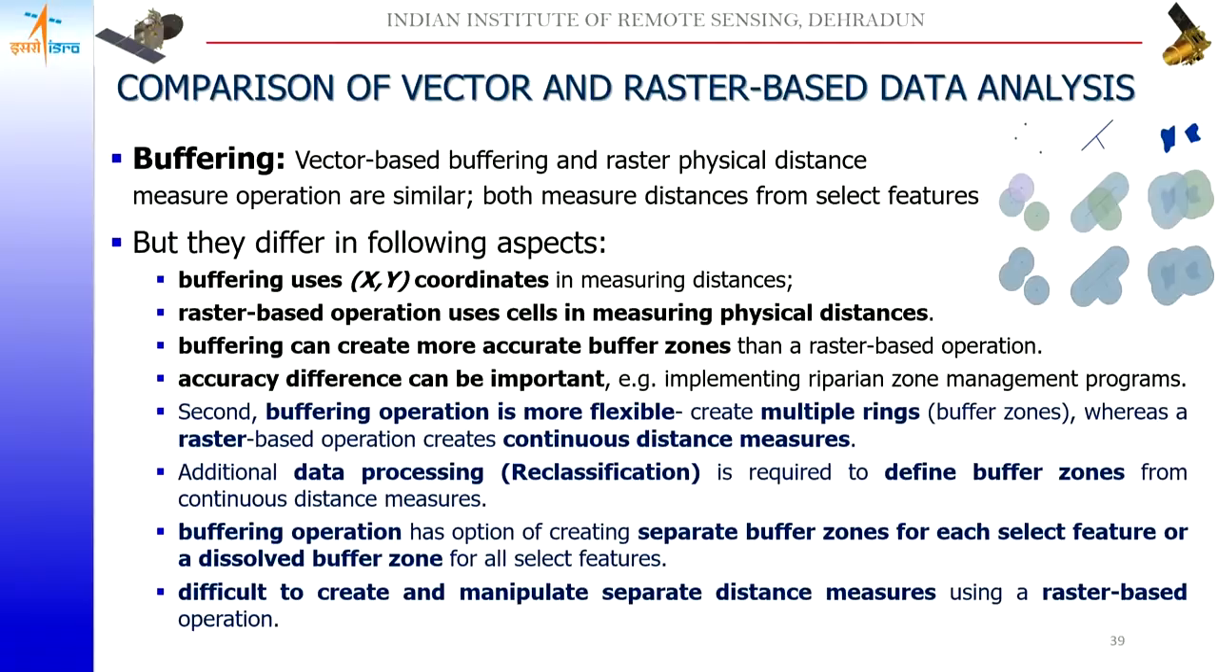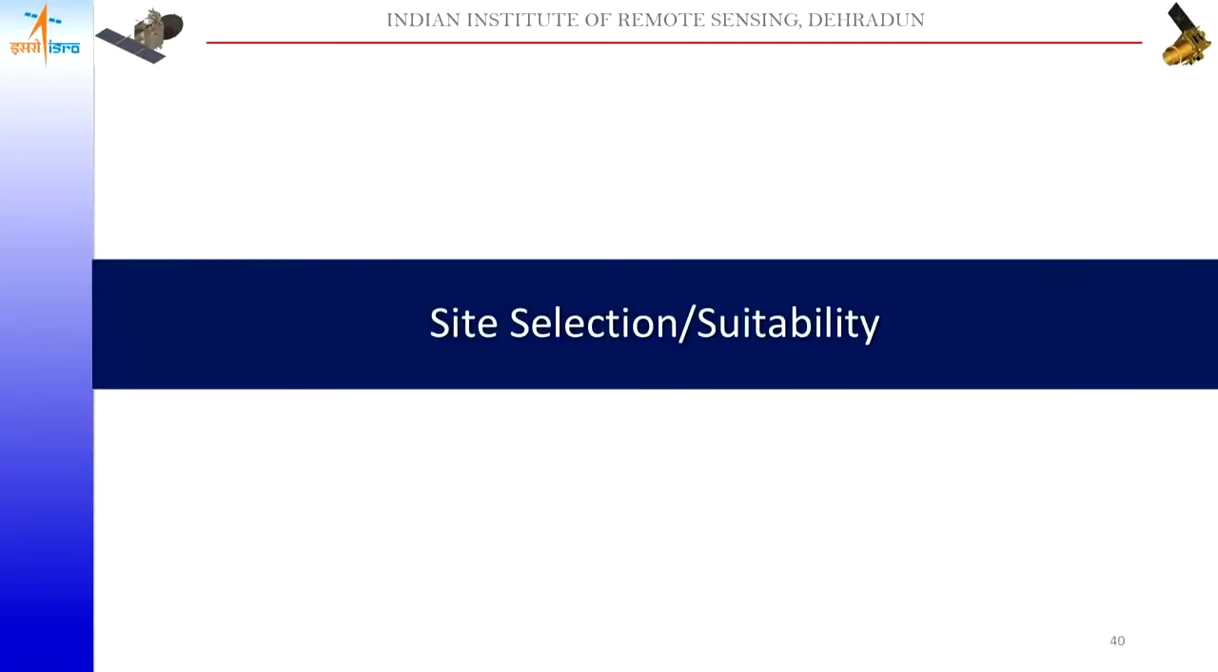So there are some pros and cons when using vector versus raster based operations. Keep these things in mind when you are performing these operations. Both have their advantages and some pros and cons in various scenarios, so you could consider them based on your suitability and the project in hand.